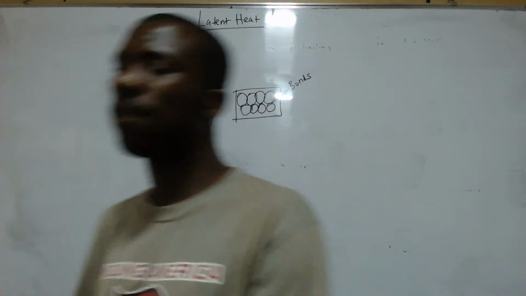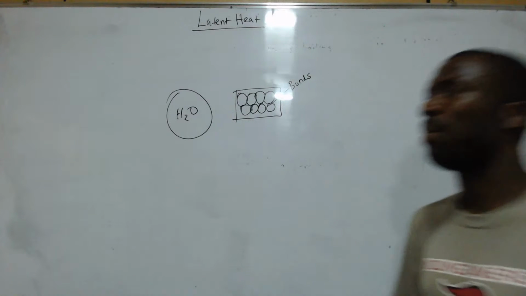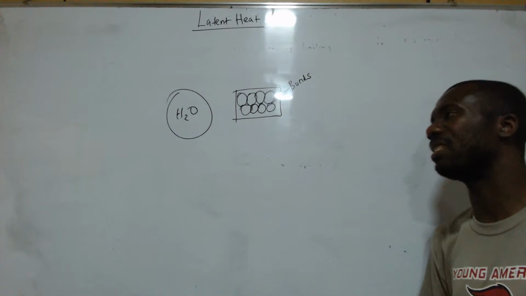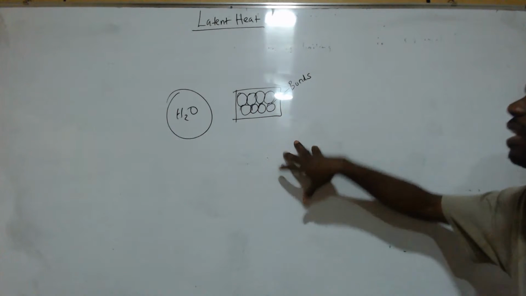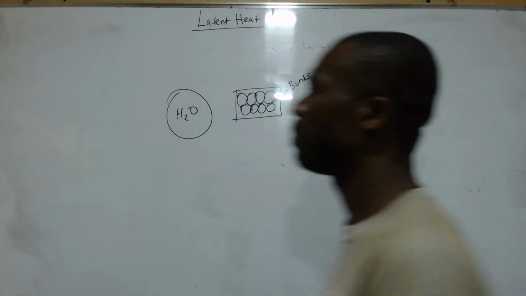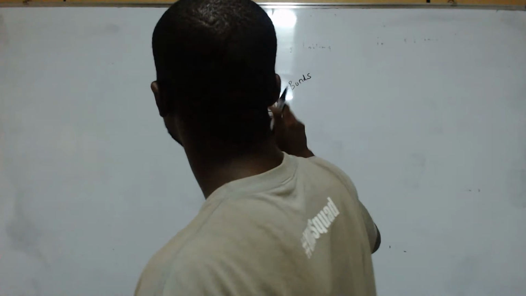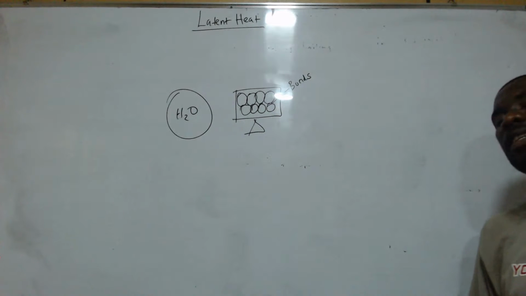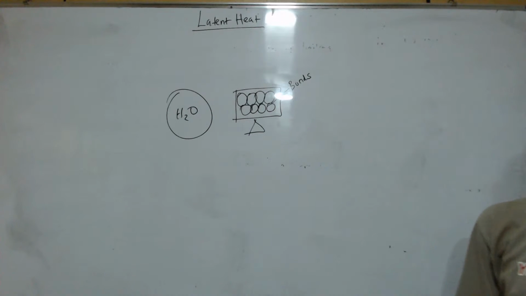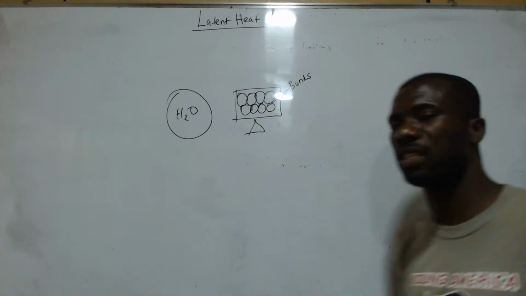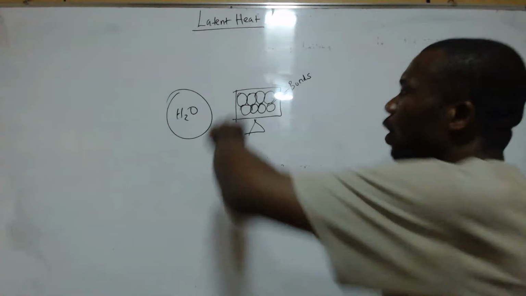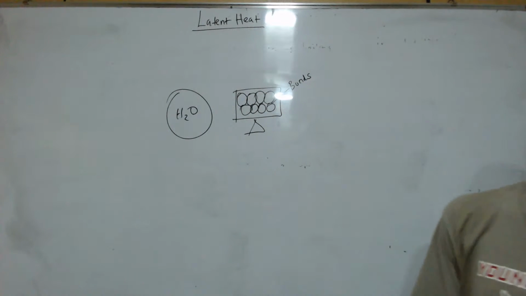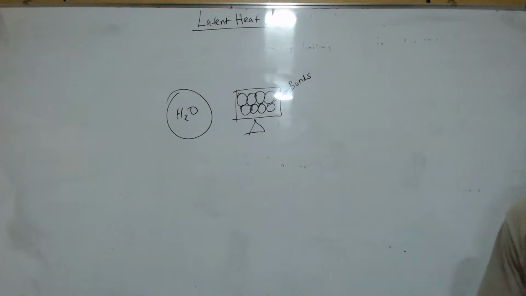Now, in the case of latent heat, because of its nature, instead of the heat you supply to this system breaking the bonds and then raising the temperature of the water or the matter, it only breaks the bonds and leaves the temperature constant. The temperature remains the same. So that is why we call it latent heat.